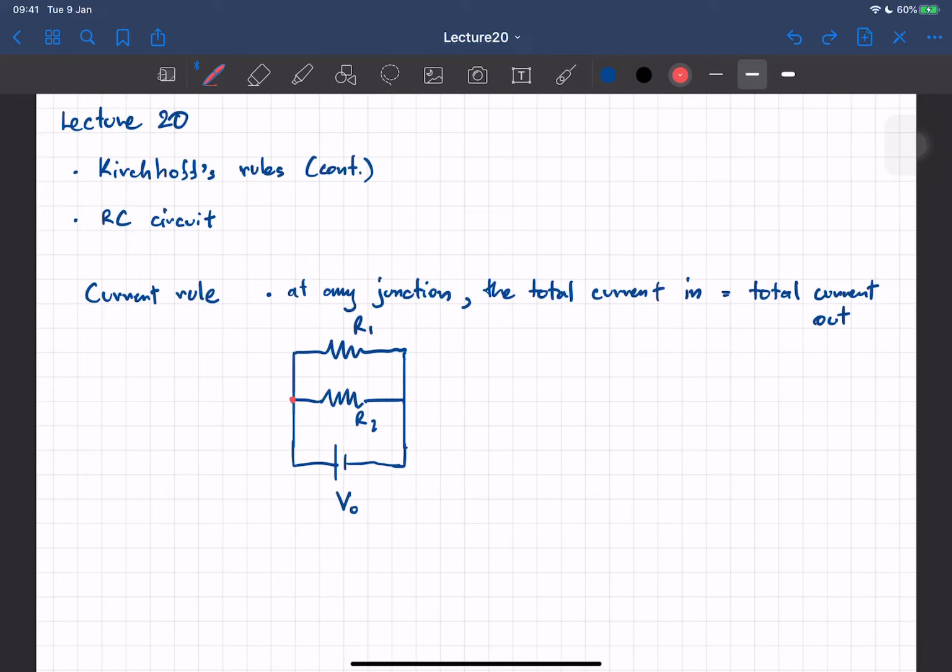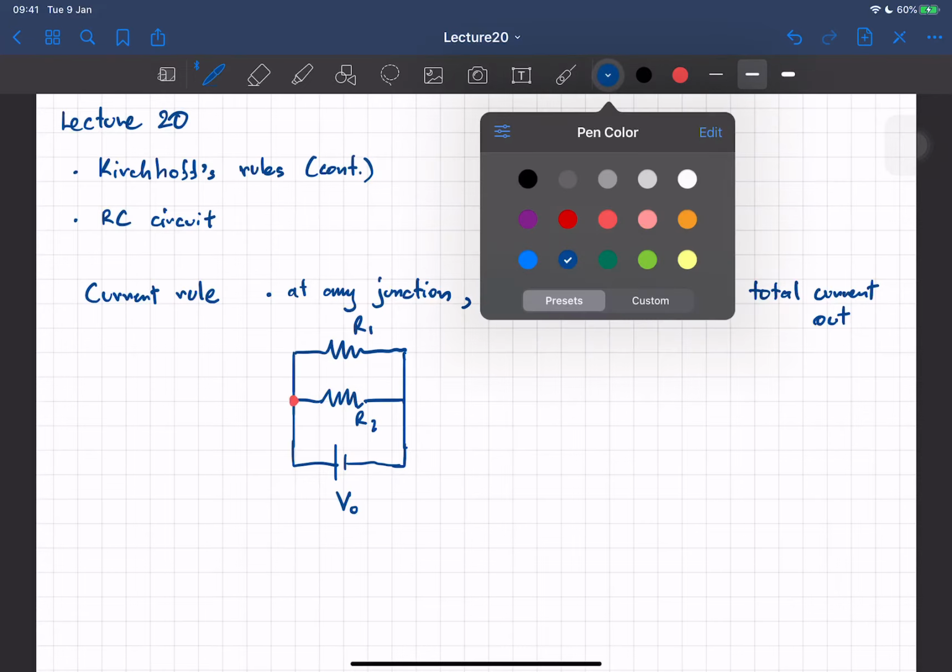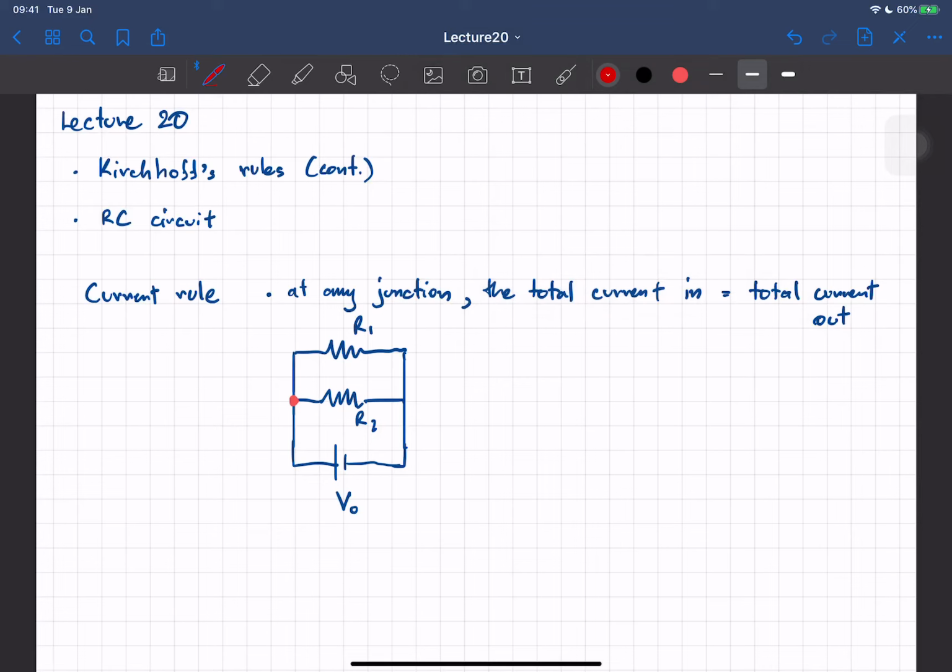So let's consider the junction here. This rule essentially says that for this junction, any current flowing into this junction will be equal to the current flowing out of the junction. So what this means is that if you write the current flowing this way as I1, and then this current I2 is flowing out from the junction, and then the third one, I call it I3 like this.